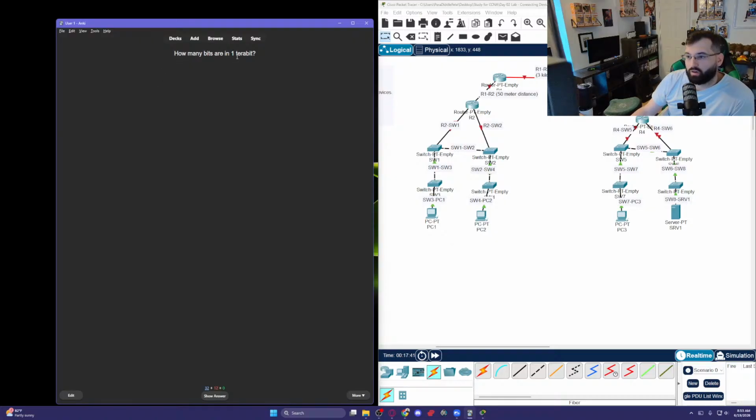How many bits are in a terabit? Trillion? 1,000, million, billion, trillion. Hey, it's like Elon Musk. Elon Musk's a trillionaire now. Look at that. It's crazy.